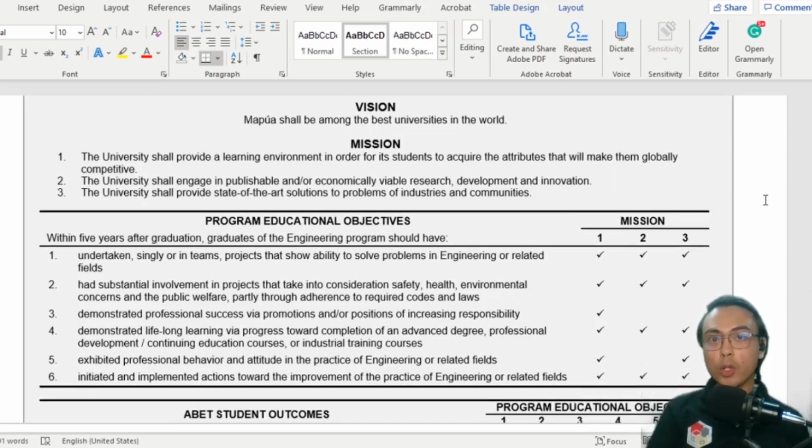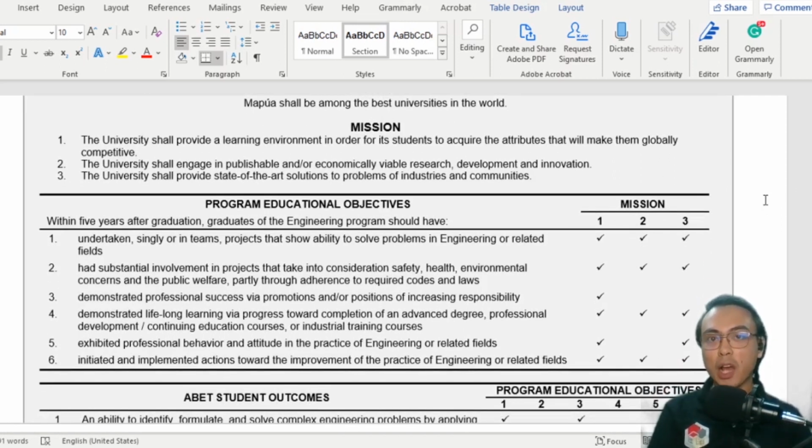Next, we have the program educational objectives. These are the goals that you would need to meet 5 years after graduating. So within 5 years after graduation, graduates of the engineering program should have undertaken singly or in teams projects that show ability to solve problems in engineering or related fields, had substantial involvement in projects that take into consideration safety, health, environmental concerns, and the public welfare, partly through adherence to required codes and laws. Demonstrated professional success via promotions and or positions of increasing responsibility.